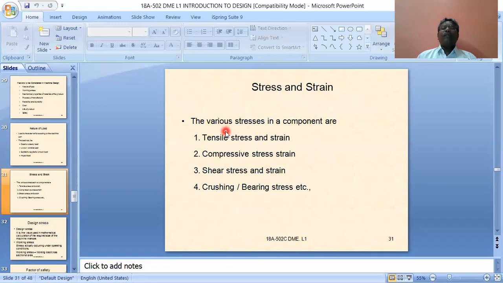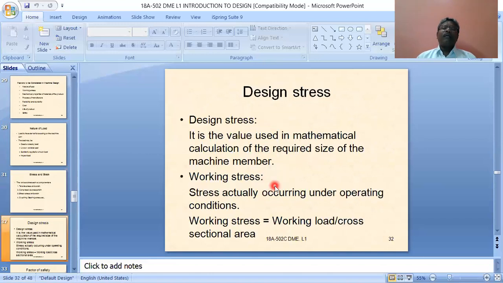Now let us see, various stresses are there. Number one is tensile stress and correspondingly tensile strain, and compressive stress and correspondingly compressive strain, and shear stress and correspondingly shear strain, also crushing or bearing stresses, etc. These are the different types of stresses.